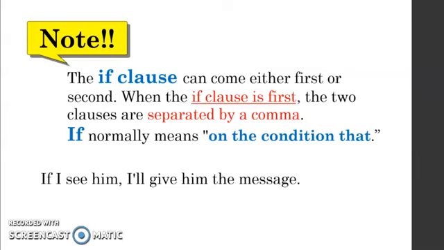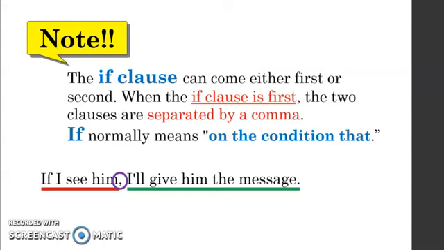If I see him, I'll give him the message. See, in this sentence, we see that the if clause is first, and then we have the main clause. And since this sentence contains both the if clause and the main clause, then we can say that this is a conditional sentence. And since the if clause comes first, then the two clauses must be separated by a comma.